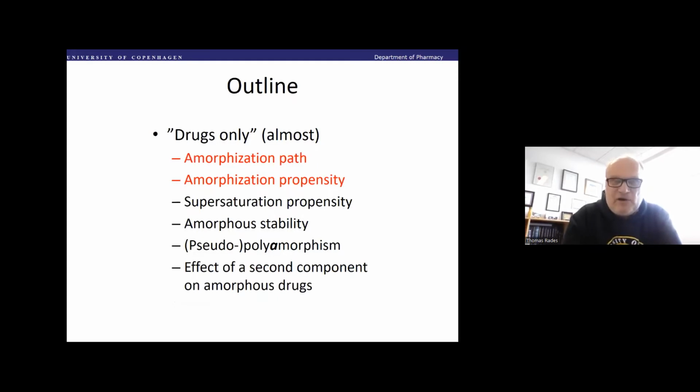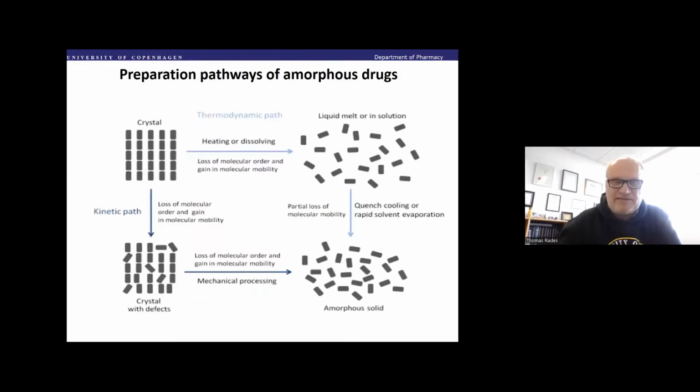And initially we talk about the amorphization path and amorphization propensity of drugs. So many of you will know this, but it is going like a red thread through the presentation. So just by way of reminder is that we basically can differentiate two ways how we can convert a crystalline form into an amorphous form. One is known as the thermodynamic path, the other one's known as the kinetic path.